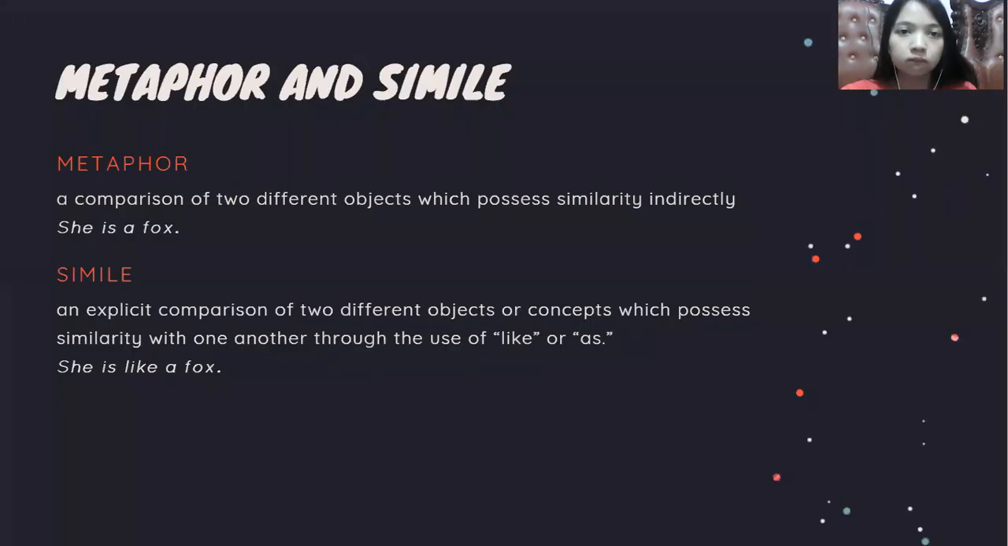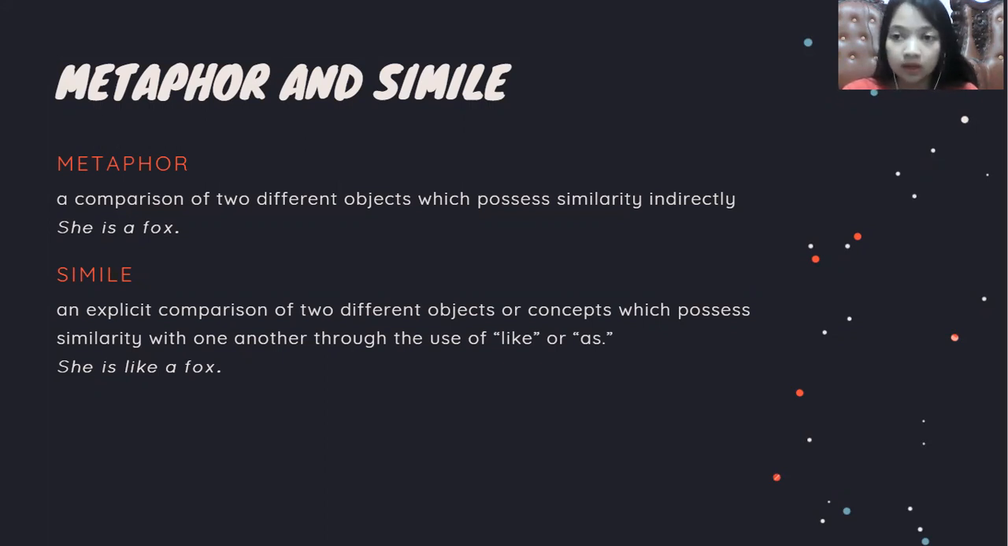The subject of this research is metaphor and simile. So let's talk about the definition of metaphor. Metaphor is a comparison of two different objects which possess similarity, indirectly. For example, she is a fox. So she is described and compared to a fox. It doesn't have to be the physical appearance, but perhaps the personality or the quality.